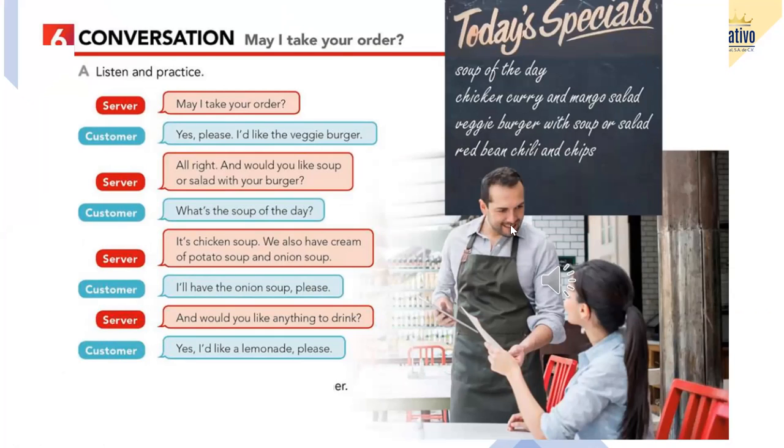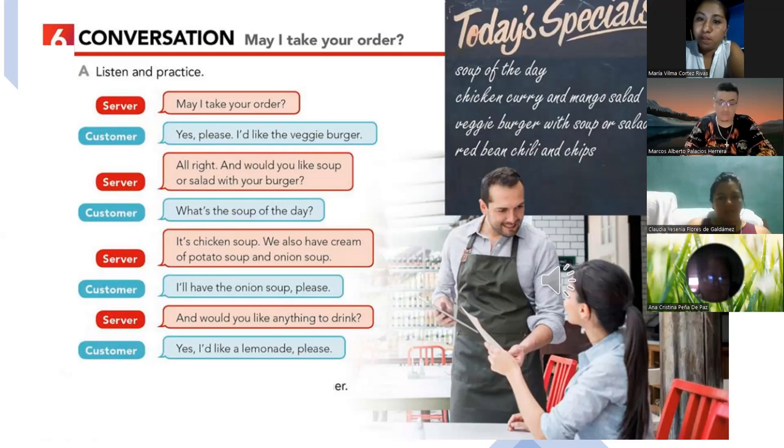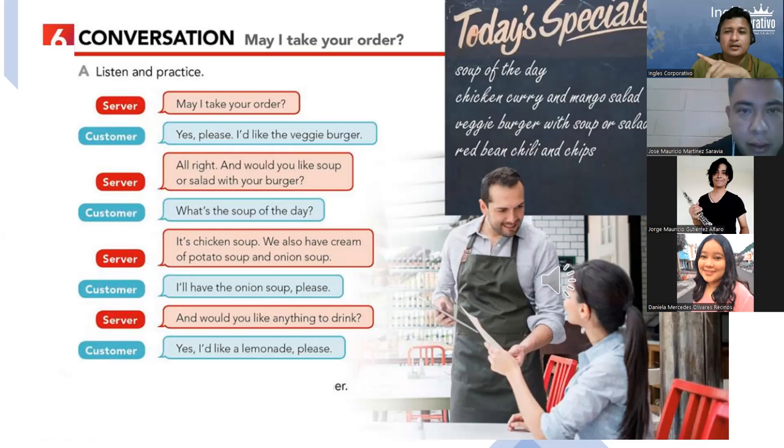That is correct. How do you call this kind of job? I don't know. Probably is a waiter. Oh, a waitress. Is it a waiter or a waitress? I guess it's a waitress. Oh, okay. Thank you so much. Correct me if it's not.